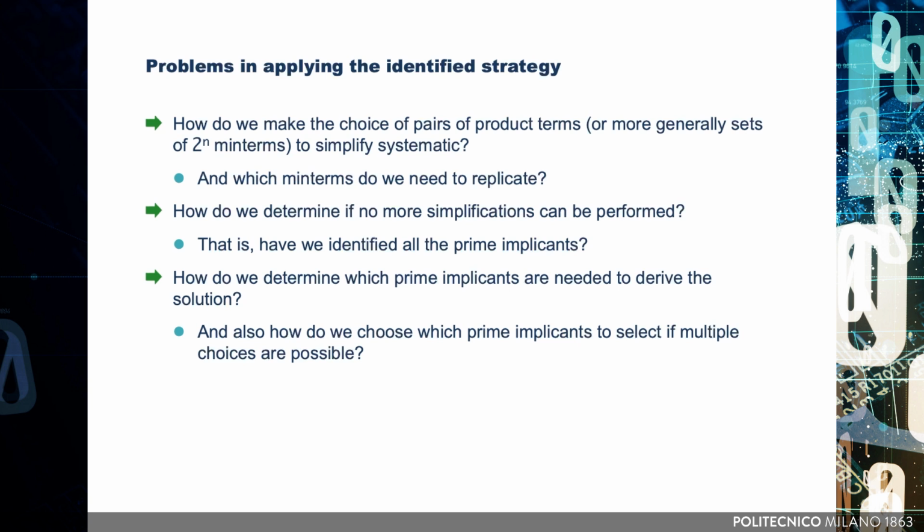How can we determine that further simplification is not possible and that we have obtained only prime implicants? Finally, how do we determine which prime implicants are necessary to construct the solution? And if multiple choices are possible, how do we select the best one? In the next modules, we will see how the Karnaugh's method systematically addresses all these questions.